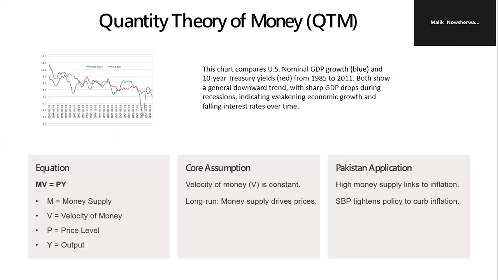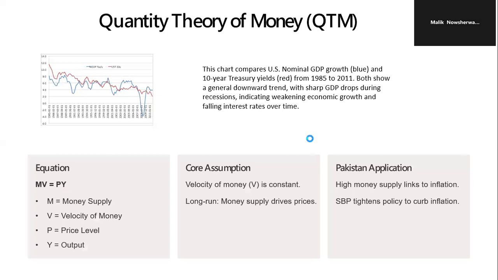The quantity theory of money is our starting point. It's summarized by the equation MV equals PY, where M is the money supply, V is the velocity of money, P is the price level, and Y is output. The theory assumes that the velocity of money is constant in the long run, which means that any increase in the money supply leads directly to an increase in prices, also known as inflation.